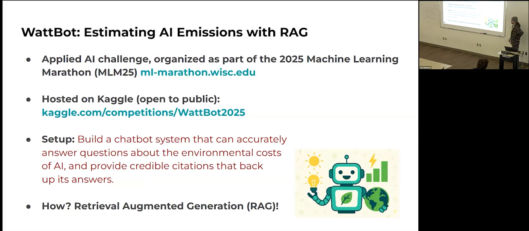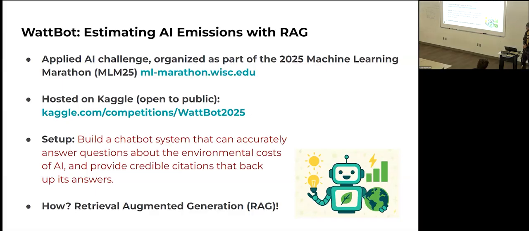So this talk is going to be centered around this challenge from the 3-month hackathon I mentioned, the Machine Learning Marathon. It's called WattBot, Estimating AI Emissions with RAG. This is hosted on Kaggle, so it's open to the public. Anyone can join. We had around, I think, 20 people at UW-Madison who engaged with the project. The setup here is we want to build a chatbot system that can accurately answer questions about the environmental costs of AI and produce credible citations that back up its answers.